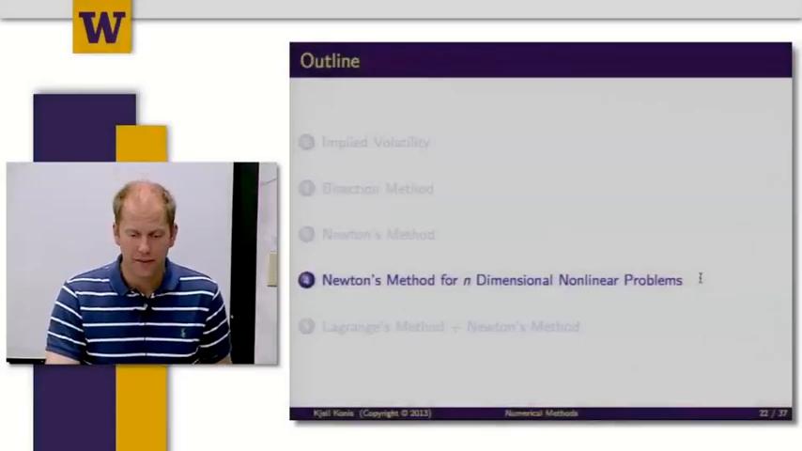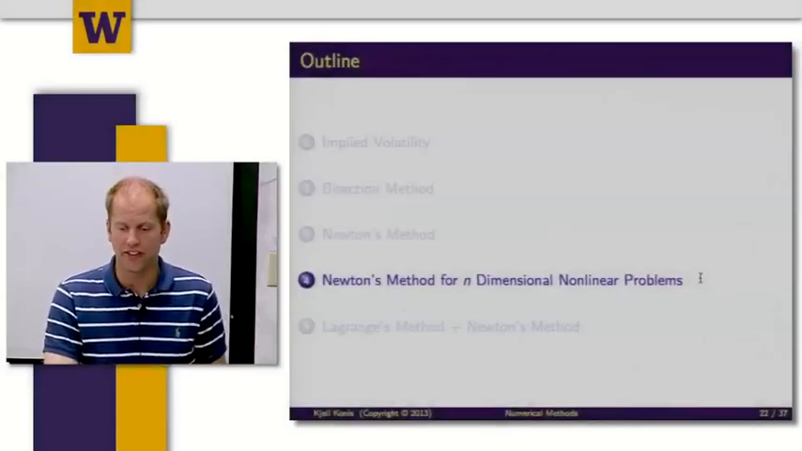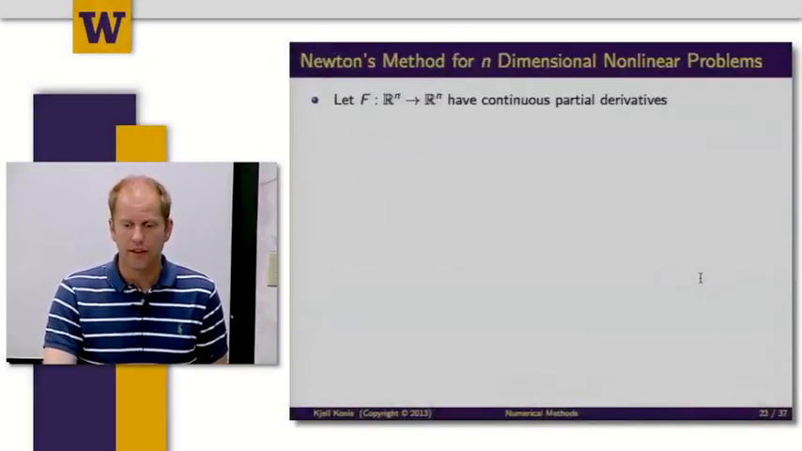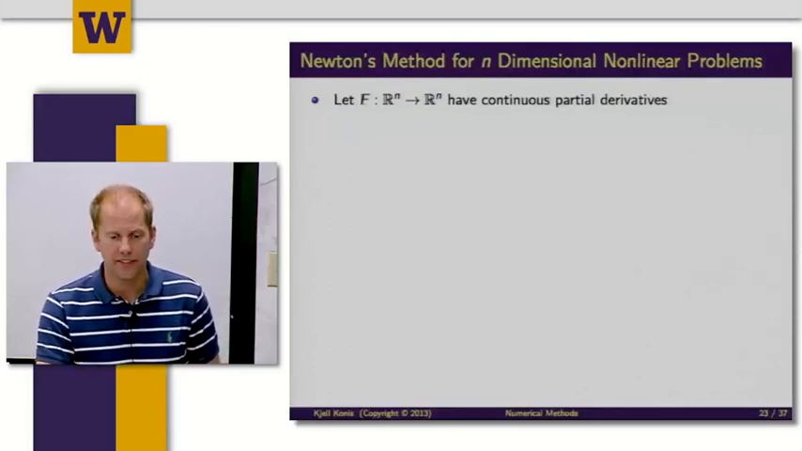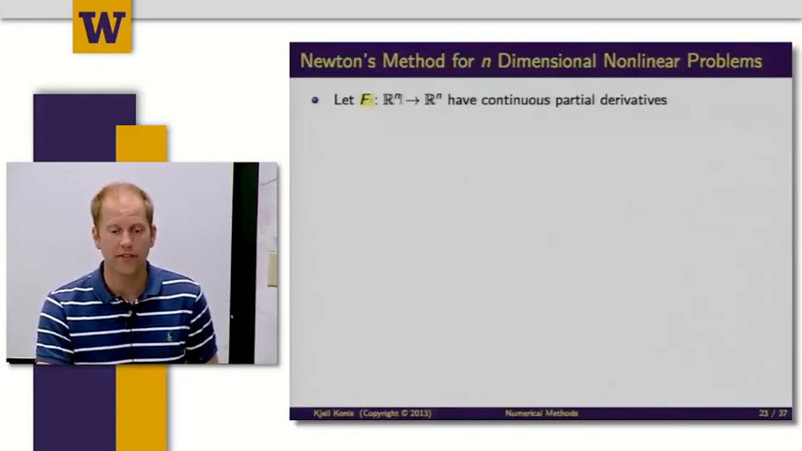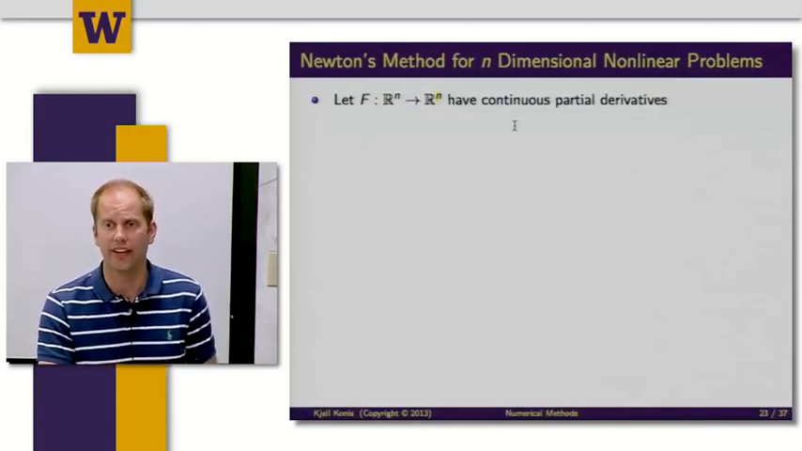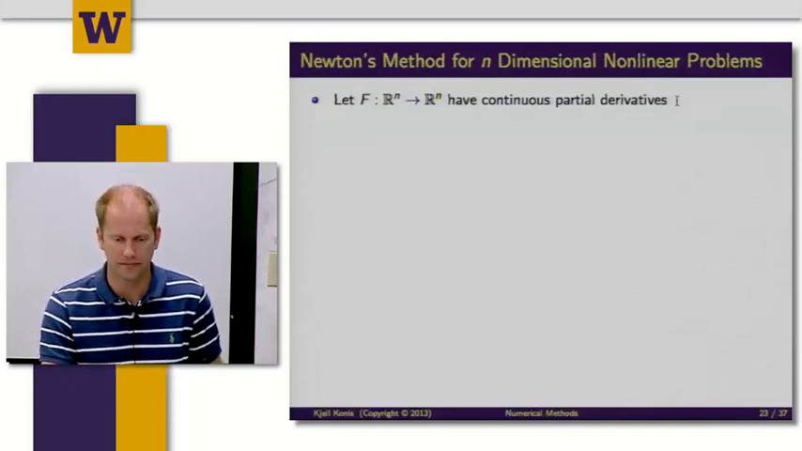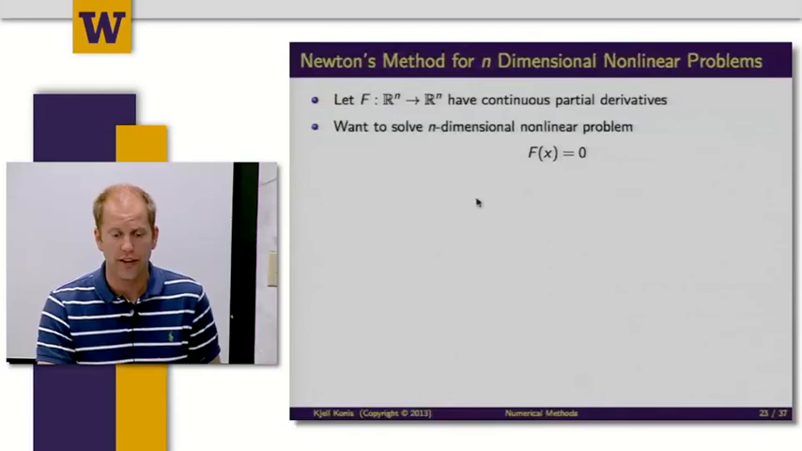Topic 4 is going to be Newton's method for n-dimensional nonlinear problems. So now I'm going to consider functions, so I decided to call them capital F. And these are functions of n variables that have n outcomes. So you sort of think of it as a vector of n functions, and each one of those n functions takes the same n variables as inputs. And I still want to solve the problem f of x equals 0.